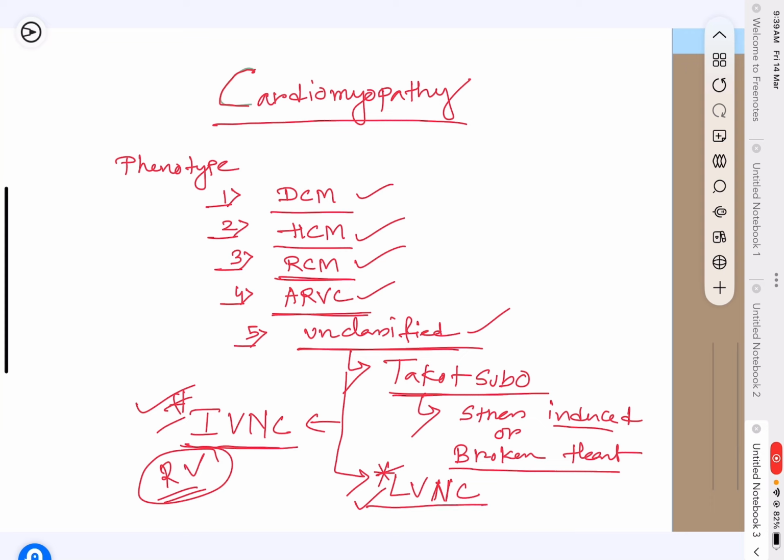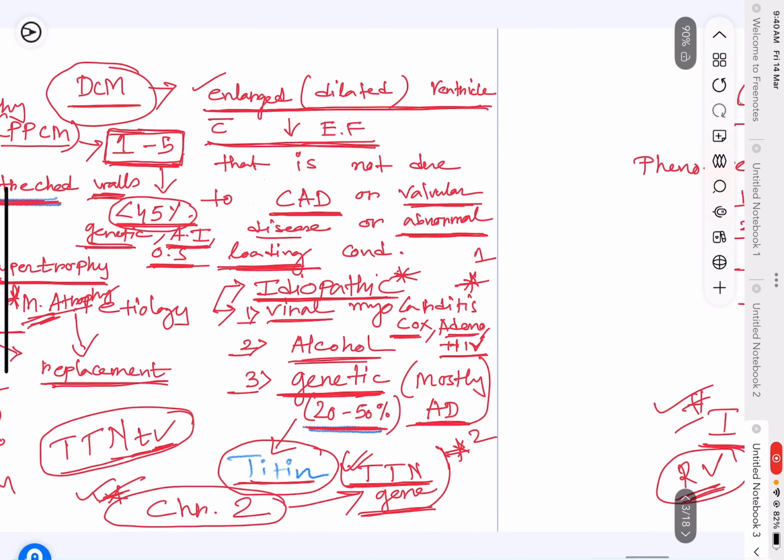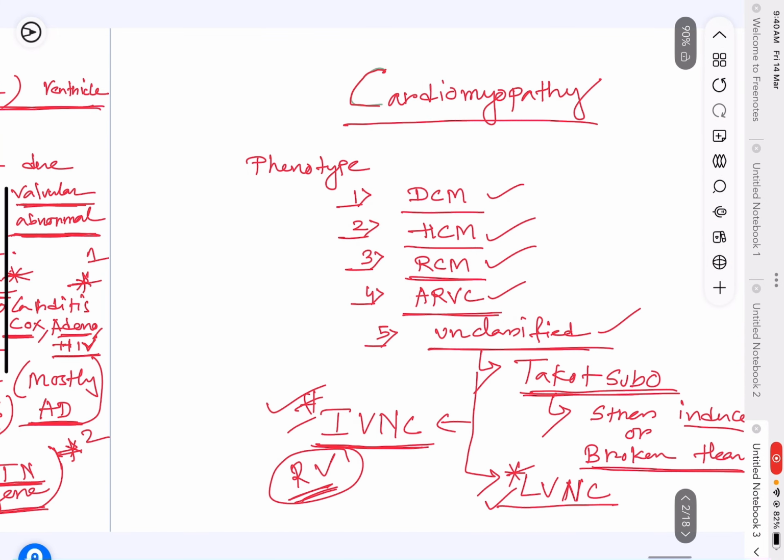So left ventricular non-compaction cardiomyopathy, isolated ventricular non-compaction cardiomyopathy. In IVNC, it is the right ventricle that is affected. In LVNC, it is the left ventricle that is affected. And Takotsubo is stress-induced cardiomyopathy, also known as broken heart syndrome. So we'll discuss DCM and HCM in this video. In the next video, we'll discuss RCM, ARVC, and other cardiomyopathies.